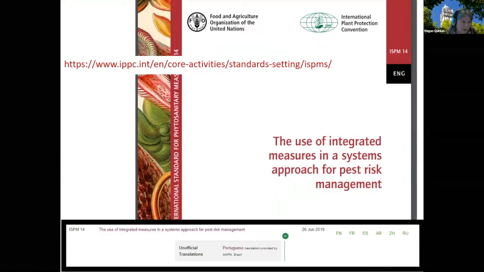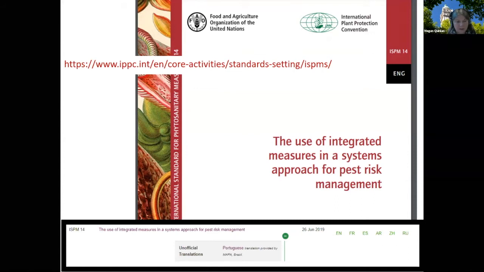So we're talking about this specific ISPM 14. ISPM 14 is available in the FAO languages: English, French, Spanish, Arabic, Chinese, and Russian. And there's also a translation that's not official, but it was put up by Brazil. So you've covered all of the languages for today. If you have not seen it in your own language, I recommend downloading that.